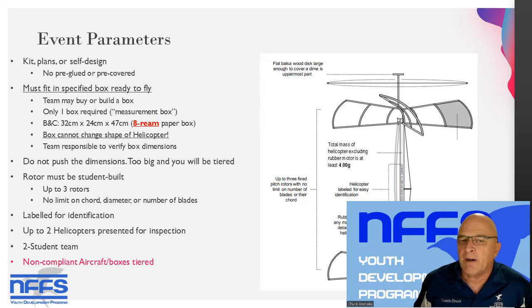The team can buy a box or build a box. Only one box is required per team, and they call that the measurement box. And this box can hold both helicopters or one at a time for measurement, and it can double as your shipping container. Both B and C division have an exterior dimension of the box of 32 centimeters by 24 centimeters by 47 centimeters. So there's no difference between B and C this year.